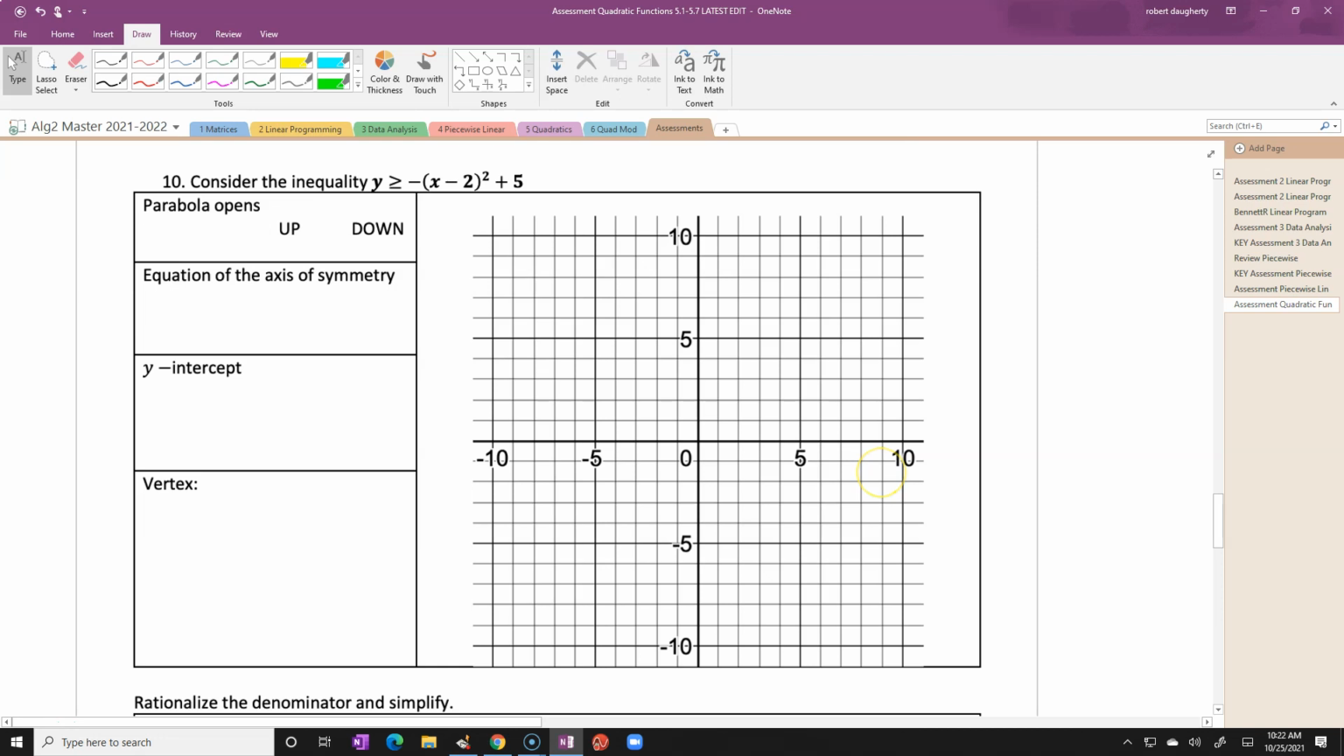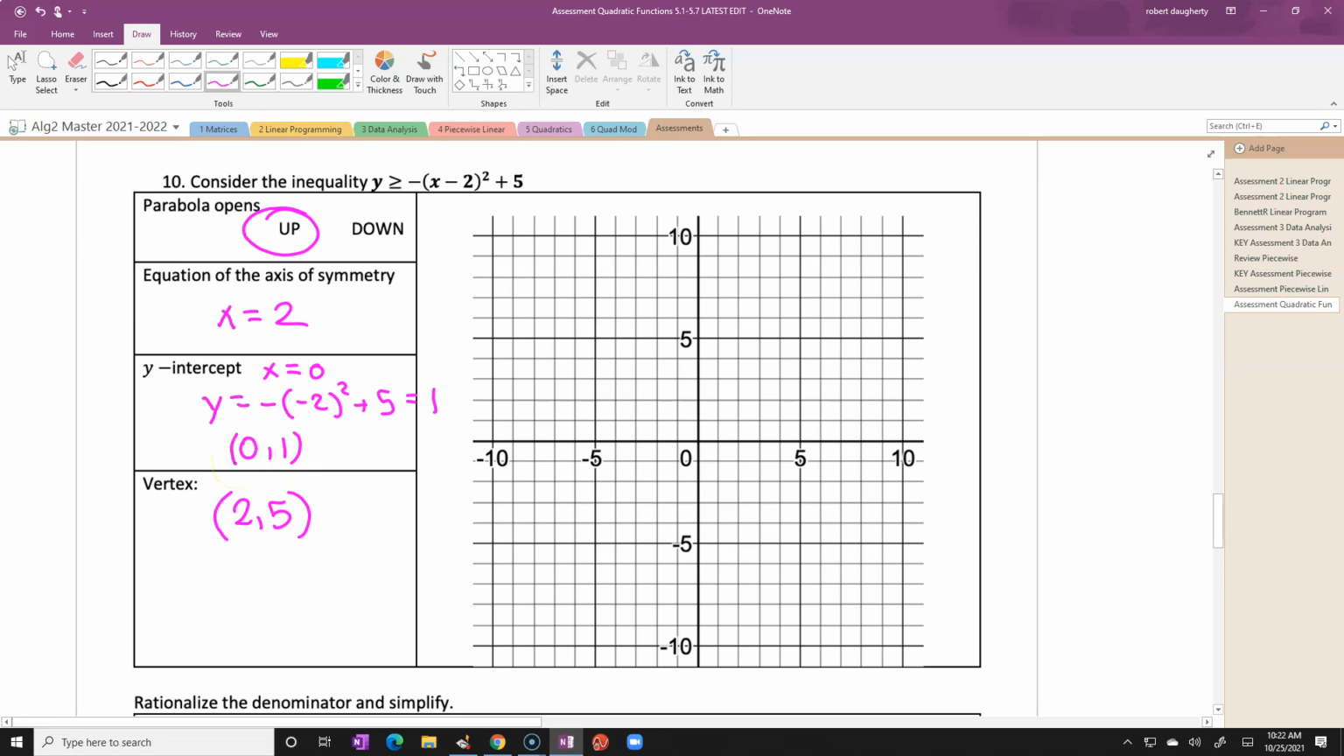Solve the inequality. This is a graph that's going to open upward. It's going to be drawn with a solid line. The vertex is going to be at 2, 5. X equal 2 is the axis of symmetry. The y-intercept, when you set x equal to 0, you're going to get y is equal to negative of negative 2 squared plus 5. So that's 5 minus 4, which is 1. So the y-intercept is the point 0, 1.